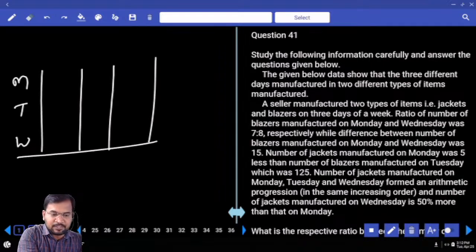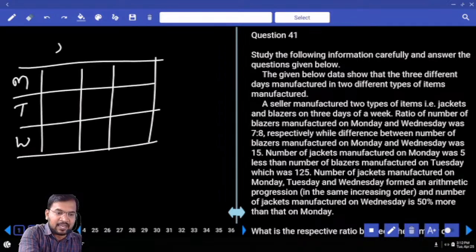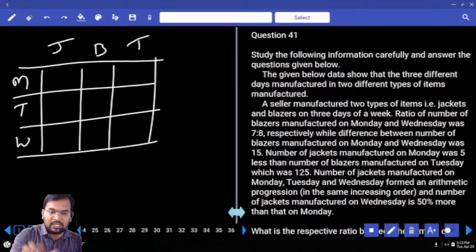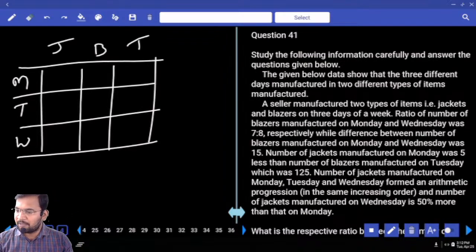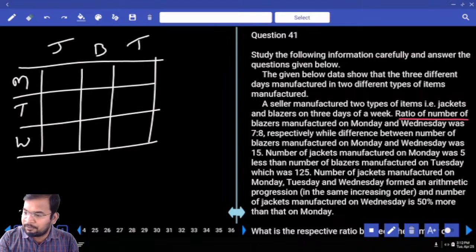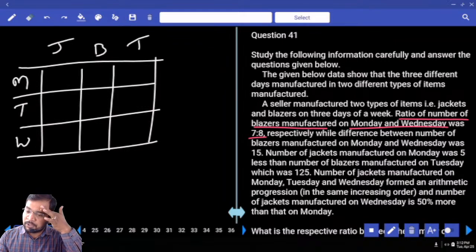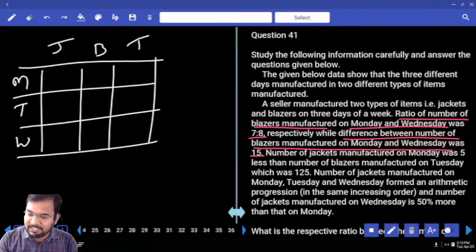So jackets, blazers, total, if it is required. Now look here, all of you. The ratio of the number of blazers manufactured on Monday and Wednesday was how much? 7:2 respectively, while the difference between the blazers manufactured on Monday and Wednesday is 15.